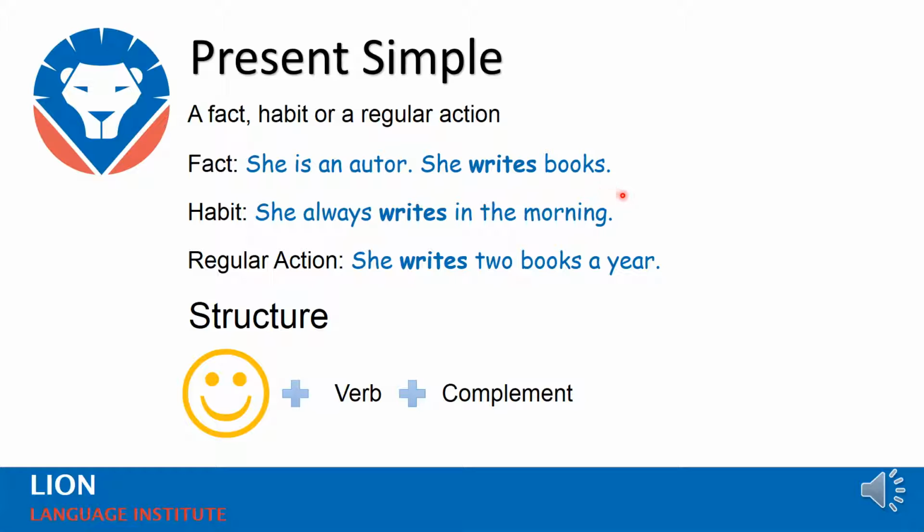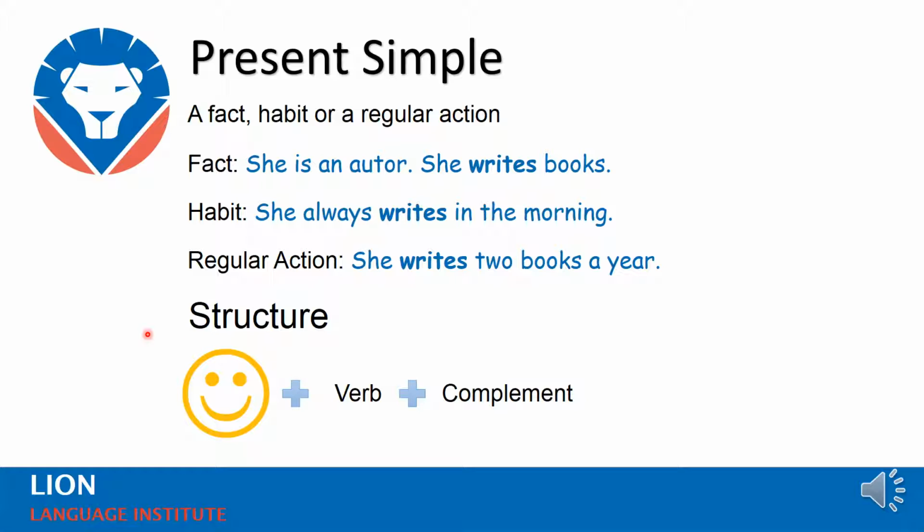She writes books. We can continue with a habit. She always writes in the morning. We do the same with the verb. We continue with a regular action. She writes 2 books a year.